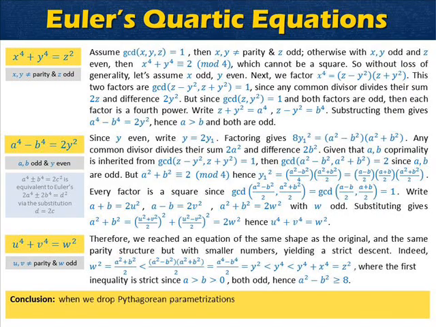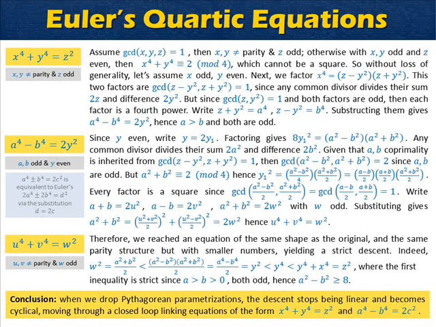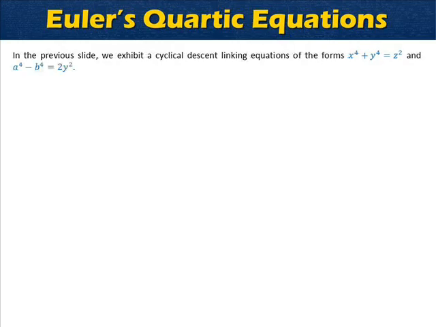Conclusion. When we drop Pythagorean parametrizations, the descents stop being linear and become cyclical, moving through a closed loop linking equations of the form sum of 2 fourth powers equals a square, and the difference of 2 fourth powers equals twice a square. In the previous slide, we exhibited a cyclical descent linking equations of the form a sum of 2 fourth powers equals a square, and the difference of fourth powers equals twice a square.